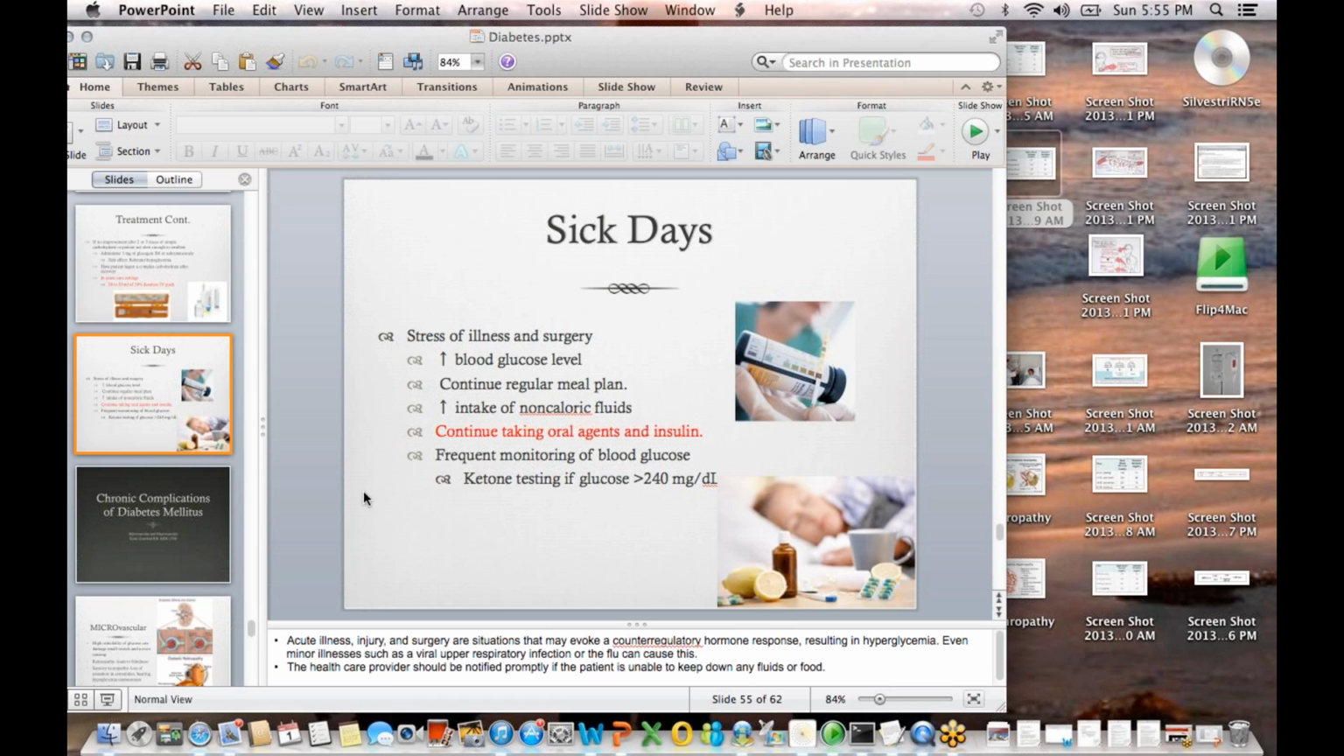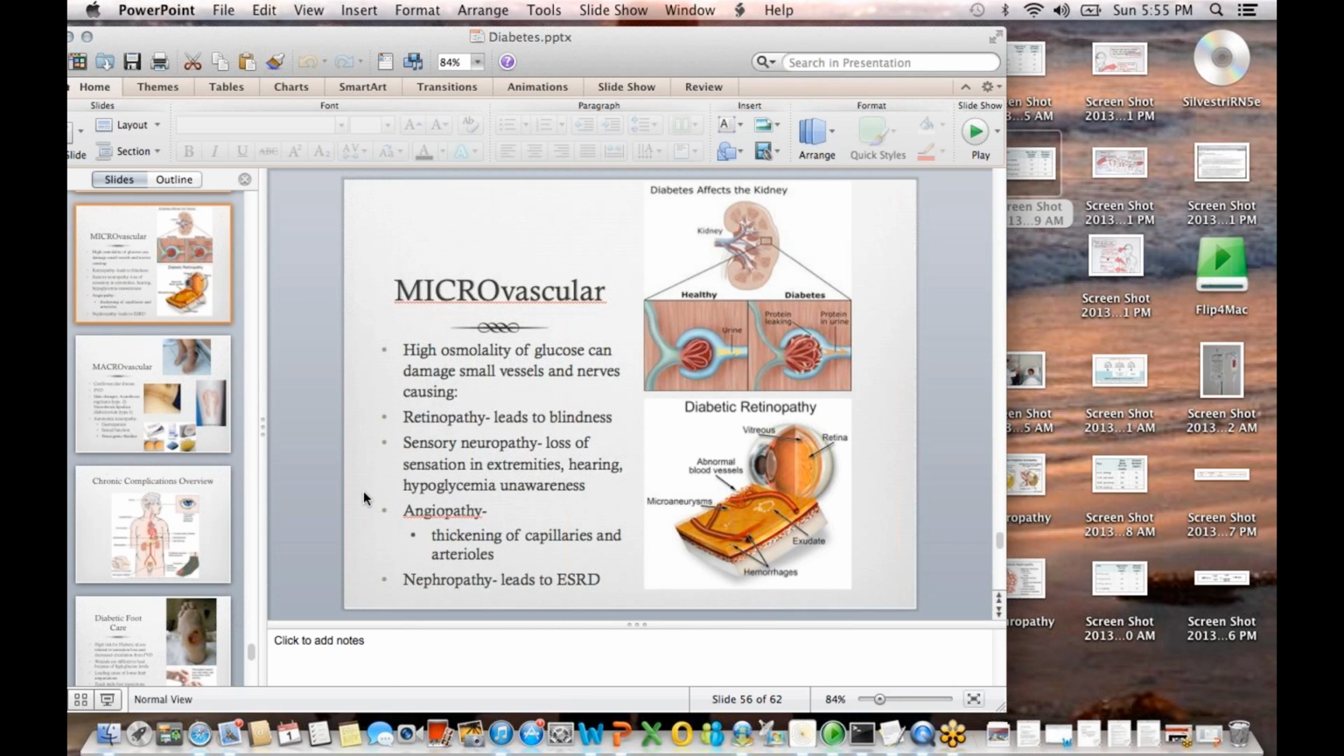So the important thing for sick days is that they need to continue taking their medication, because a lot of times when they're sick they could still have high blood sugar levels. If they can't keep fluid down, they can increase their intake of non-caloric fluids. So hopefully they don't get a lot of hyperglycemia, but sometimes they may need to be hospitalized because it can potentiate ketoacidosis if they're not able to take their medication.